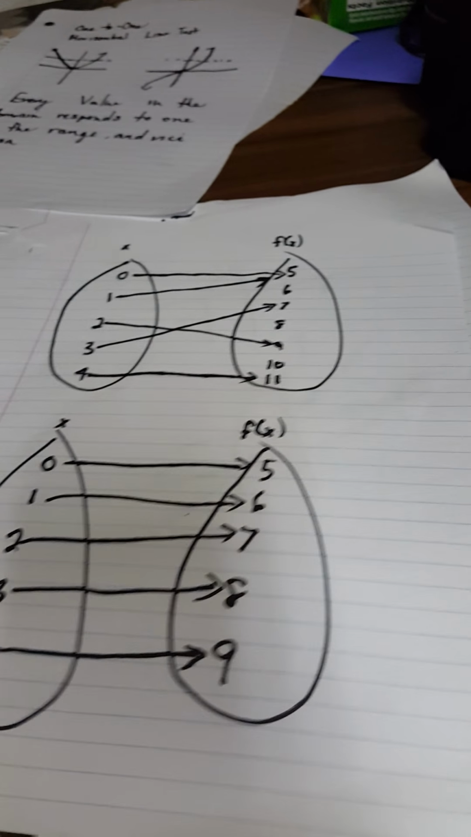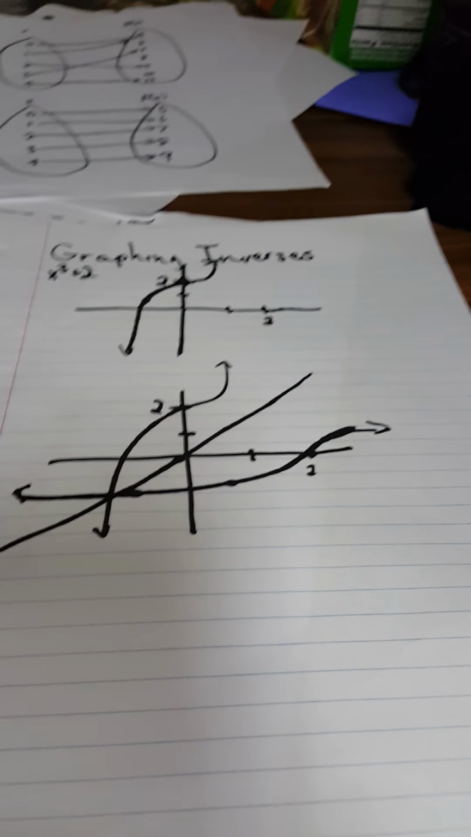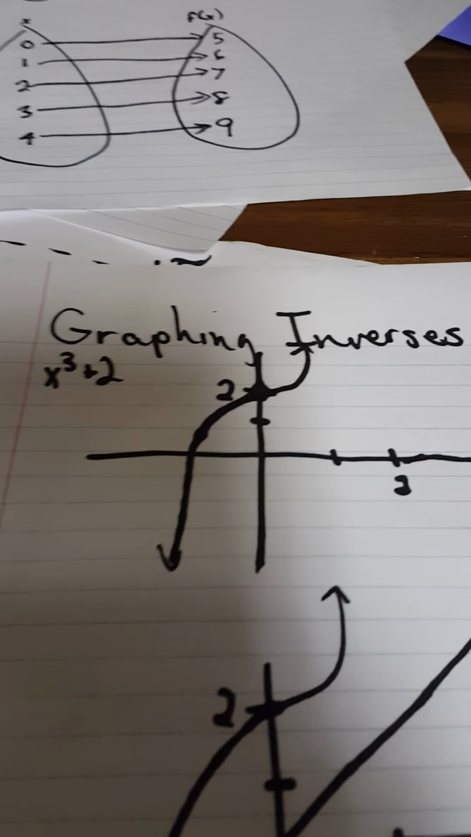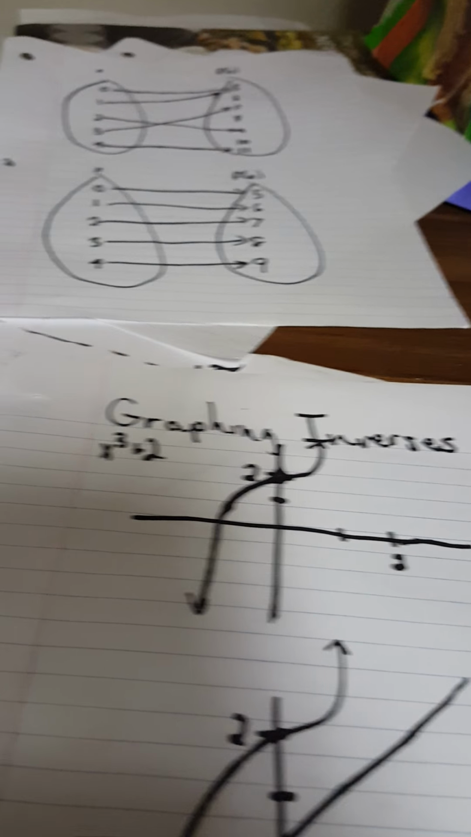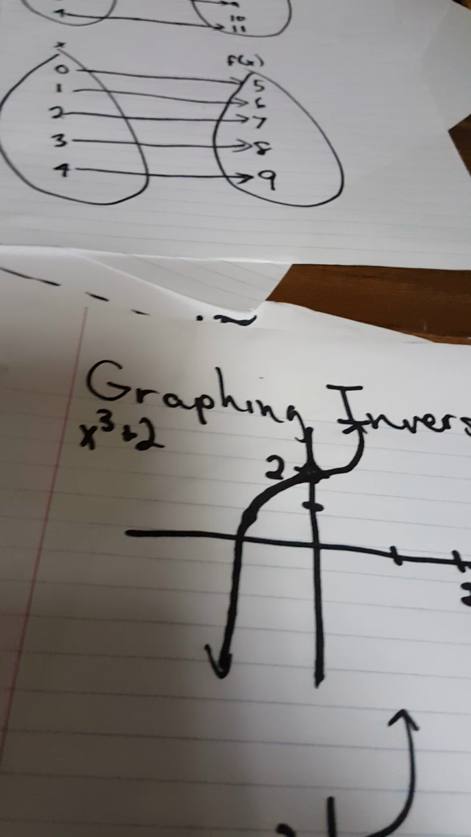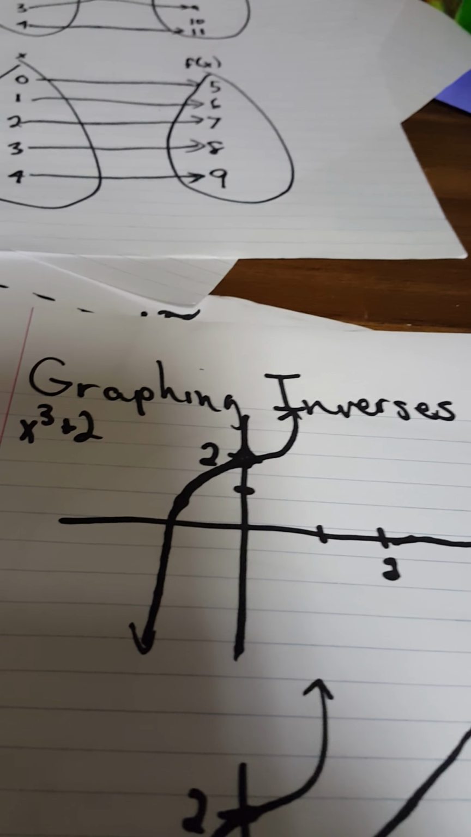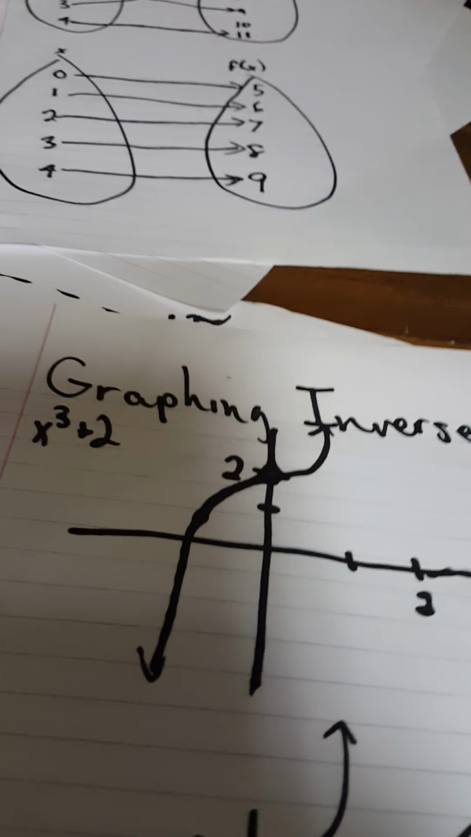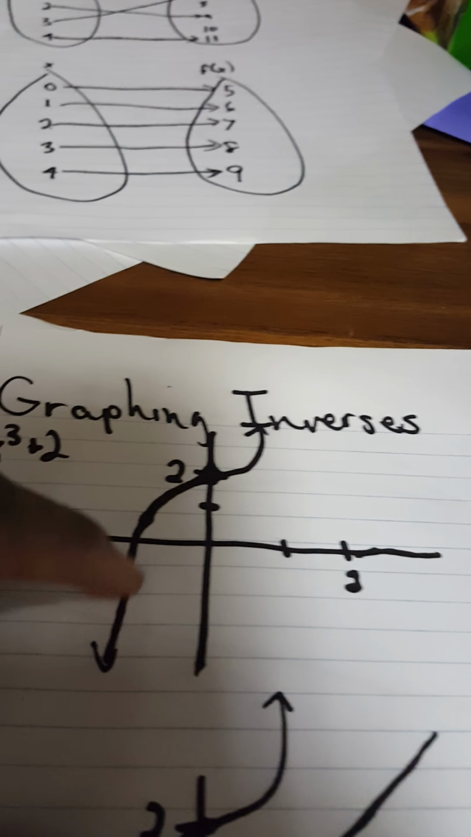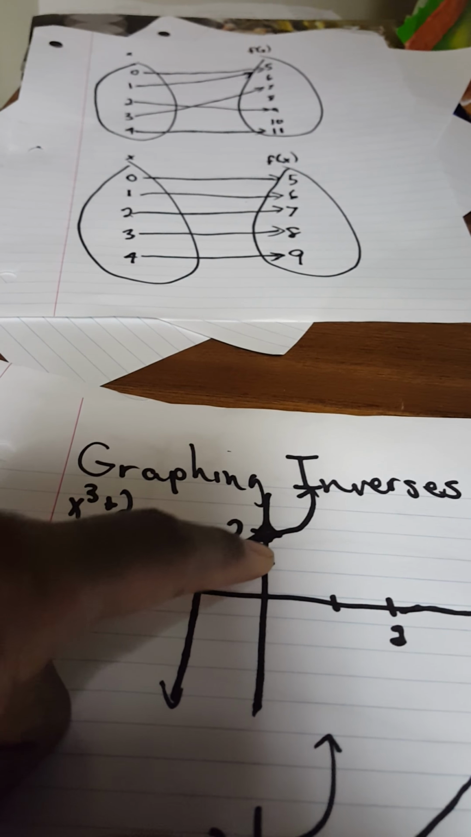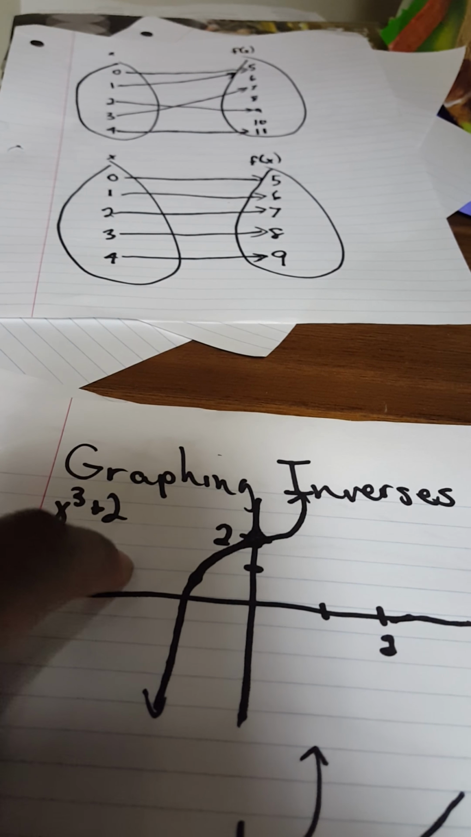So now let's talk about inverses. How do you graph an inverse given a graph? Well, first off, you have to know your function. And today I use x to the third plus 2. So usually x to the third runs like an S shape, I guess you can say. So you can see it run along this line here with a y-intercept at 2, which is why it's x to the third plus 2.